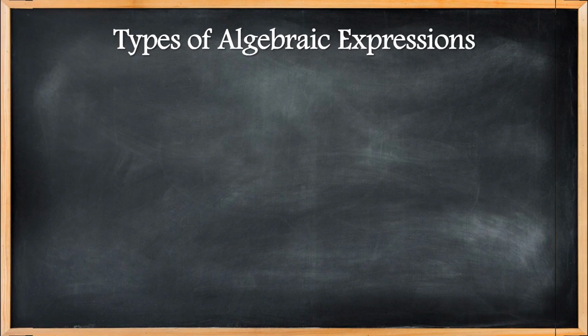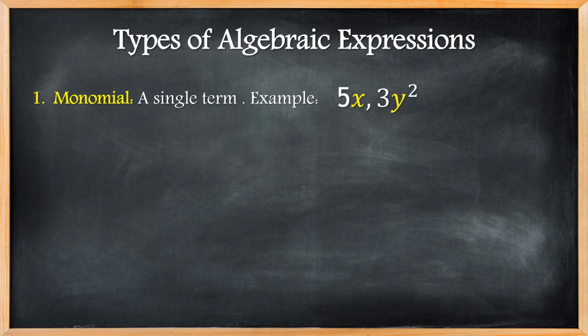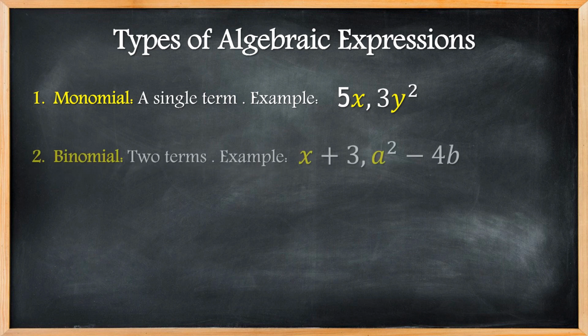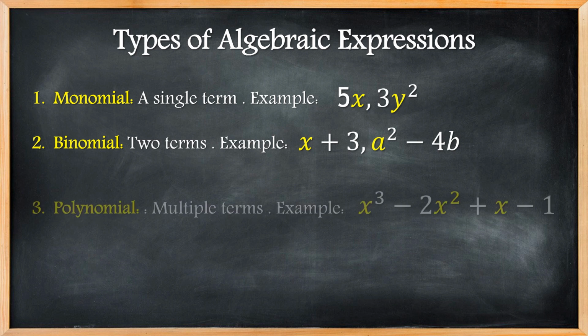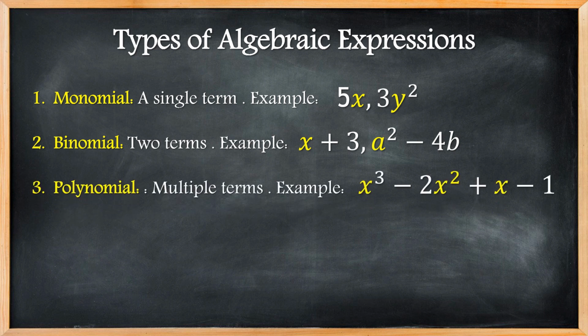There are three main types of algebraic expressions. 1. Monomial, a single term such as 5x or 3y squared. 2. Binomial, an expression with two terms like x plus 3 or a squared minus 4b. 3. Polynomial, an expression with multiple terms such as x cubed minus 2x squared plus x minus 1.